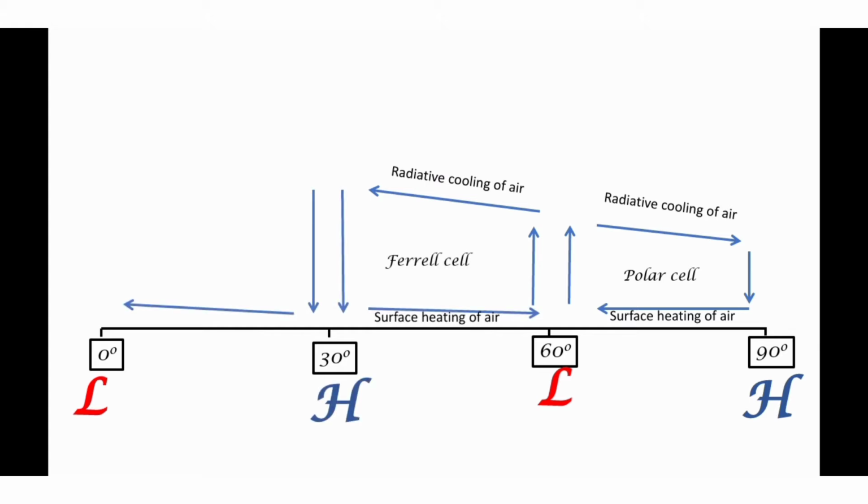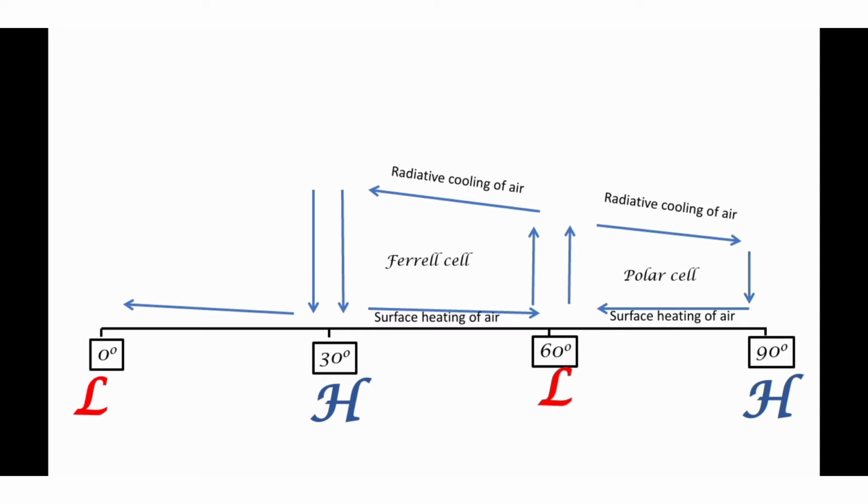The rising limb of the subpolar low also produces an upper level equatorward wind, which undergoes radiative cooling en route. I hope you know that air heating occurs only from the ground. Thus, this upper tropospheric wind sinks as it cools at the subtropical region, that is around 30 degrees, creating a high pressure belt over there called the subtropical high.